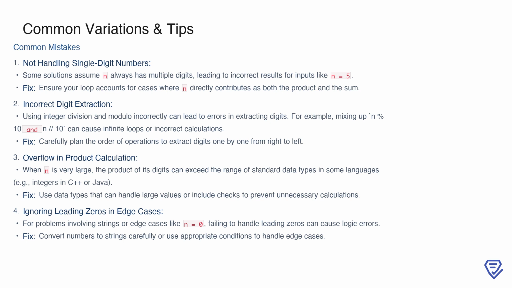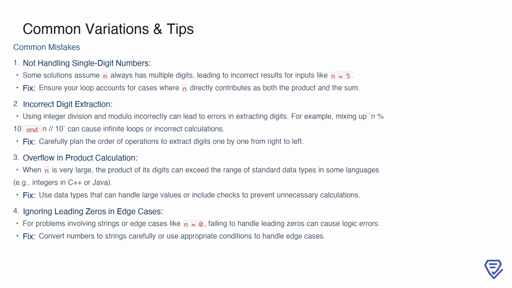First, not handling single-digit numbers can lead to errors. For example, if the input is just 5, some solutions might assume there are multiple digits and fail to calculate correctly. Remember, for a single-digit number, that digit is both the product and the sum, so the result will always be 0. Next, incorrect digit extraction is another frequent issue. Misusing modulo and integer division, such as confusing n%10 with n/10, can cause infinite loops or incorrect results. Be sure to plan your operations carefully so you extract digits from right to left properly.